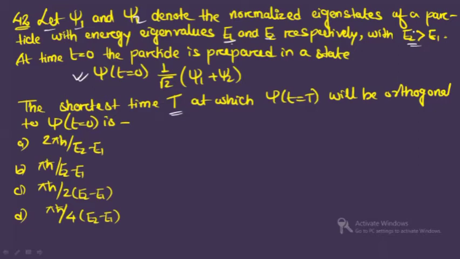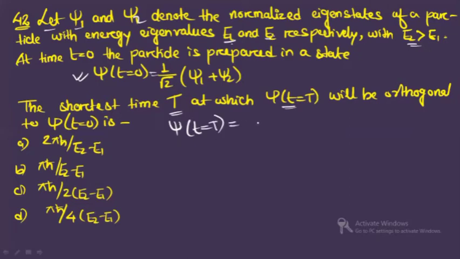And at time t equals 0, it is given that the particle is prepared in the state psi at t equals 0, 1 by root 2 times psi1 plus psi2. And the shortest time T we need to calculate is when psi at capital T is orthogonal to psi at t equals 0. Alright. So for this, first we will write psi at small t equals capital T. This state we will write.